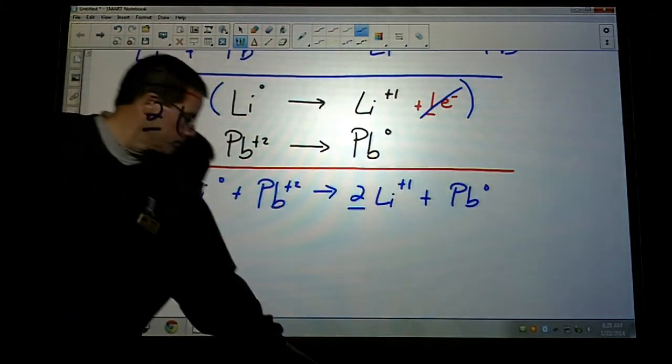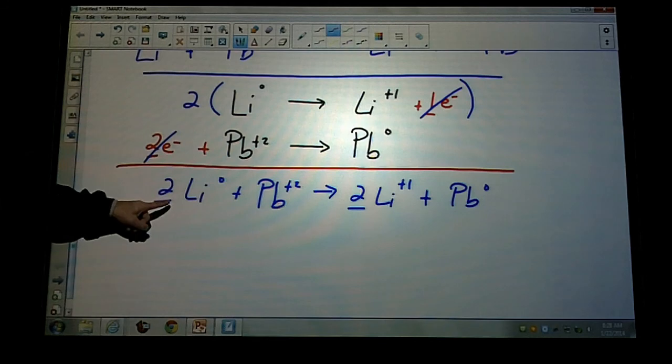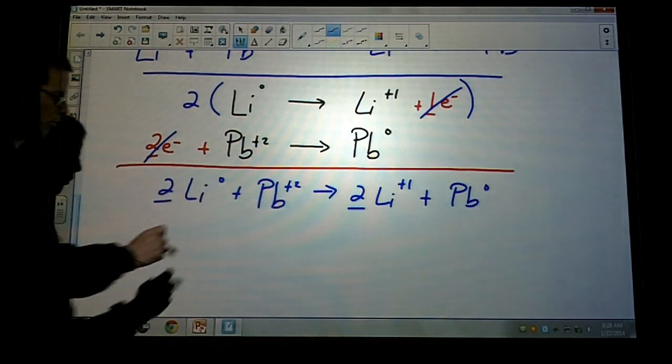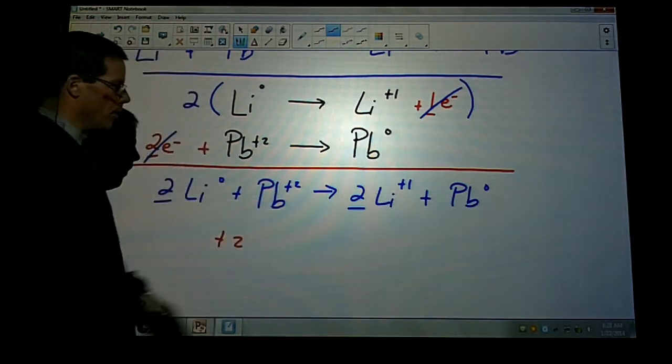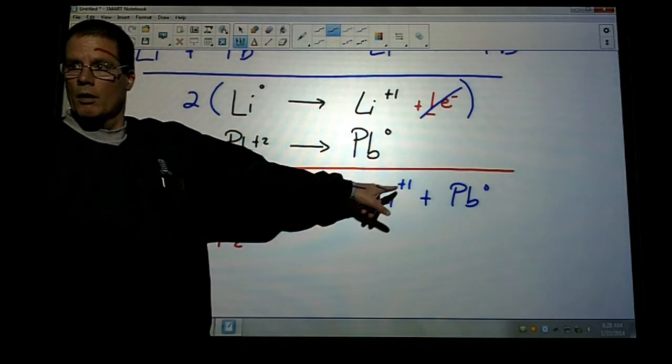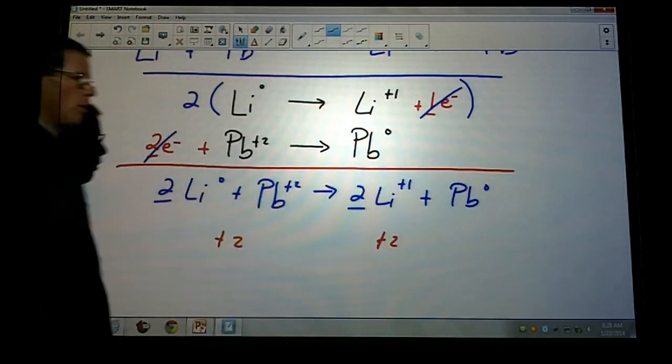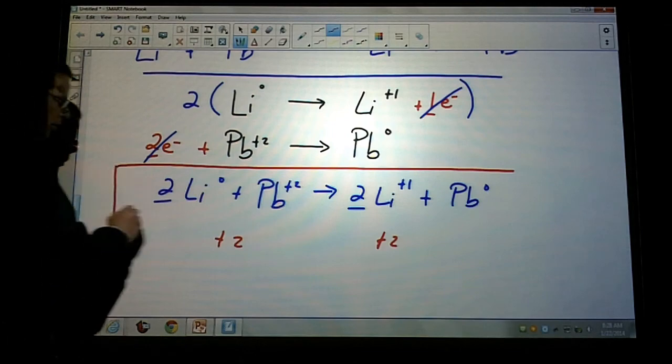So let's check. What's the total charge on the left side? So 2 times 0 is 0, plus 2. And then 2 times plus 1 plus 0 is 2. Do we have the same number of atoms on both sides? Yeah, isn't this easy?